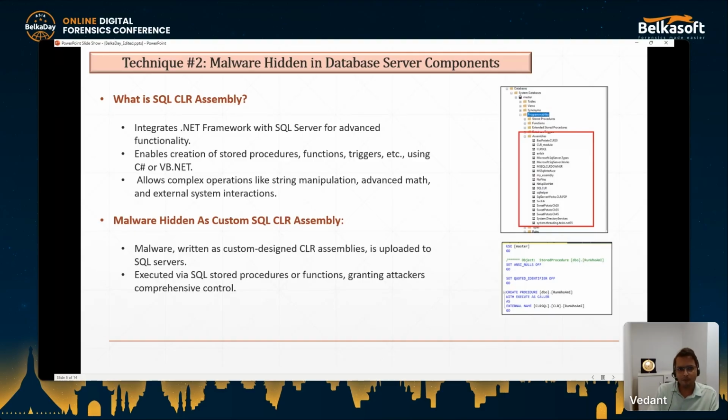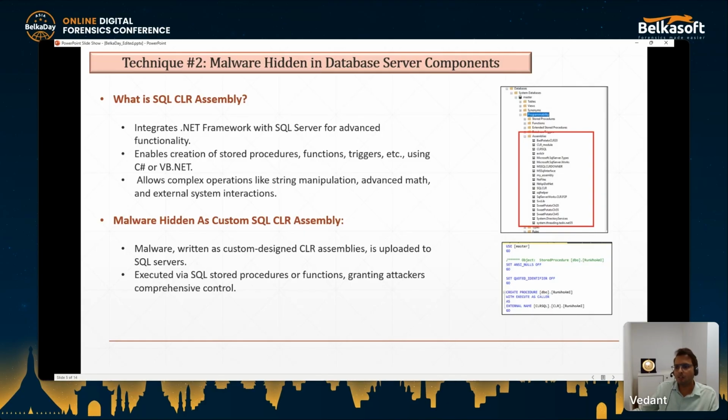For example, I have presented a screenshot from a Microsoft SQL Server that was compromised by a cyber attack. There is a functionality in Microsoft SQL Server called SQL Common Language Runtime Assemblies. So what is it? It basically lets the developer use the .NET Framework with SQL Server for enhanced functionality. For instance, if something can't be achieved directly through SQL Server, you can write custom .NET code, compile it into a DLL, and upload it to a Microsoft SQL Server database, and it will support it.